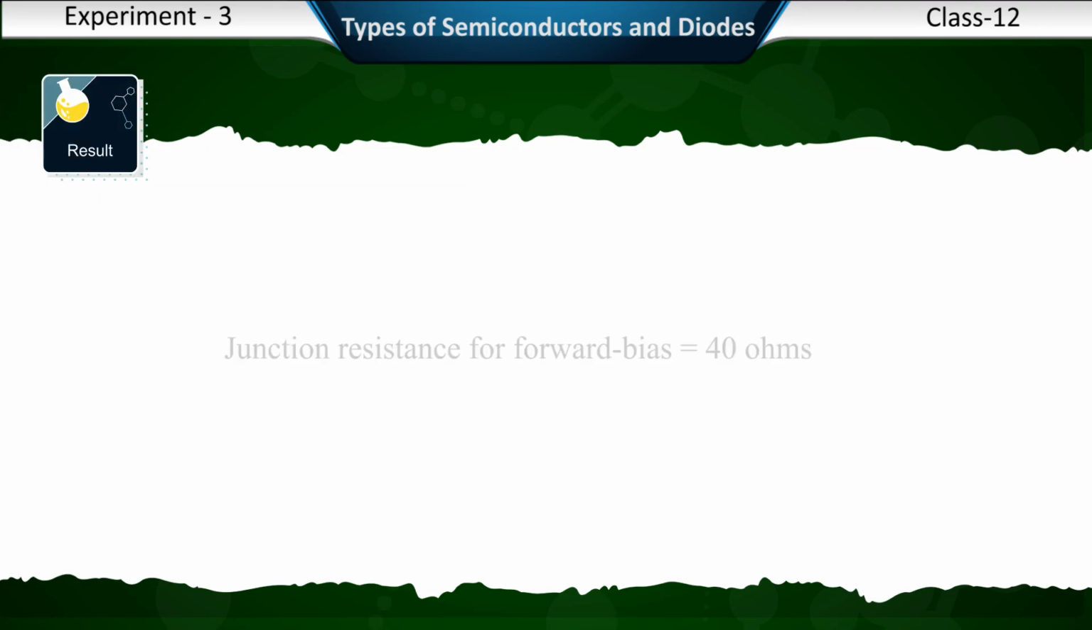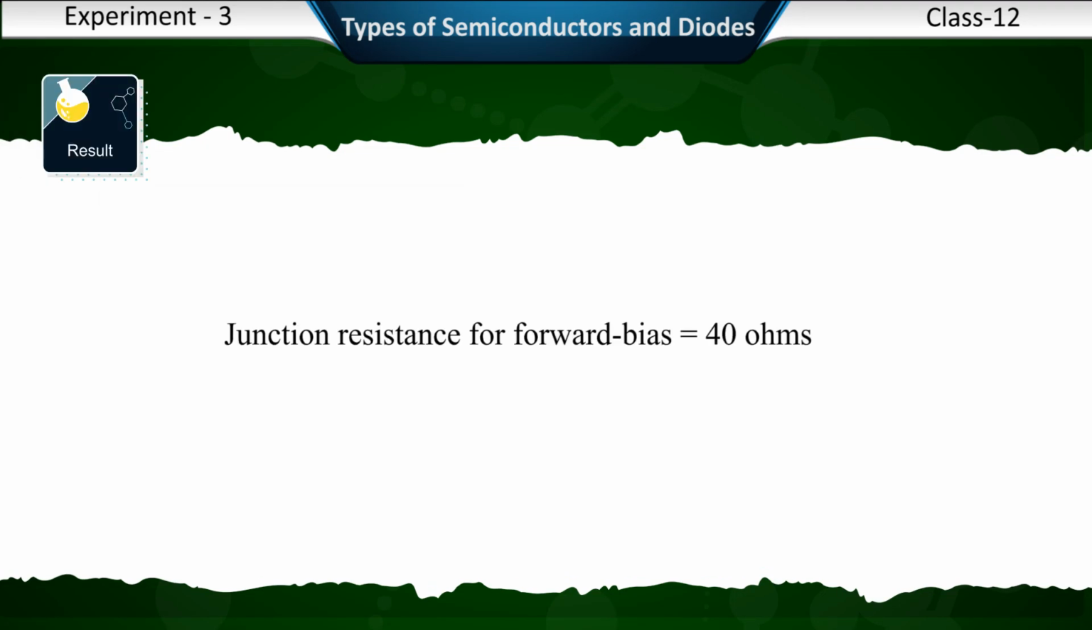Result: junction resistance for forward bias is equal to 40 ohms. Junction resistance for reverse bias is equal to 2 × 10^6 ohms.